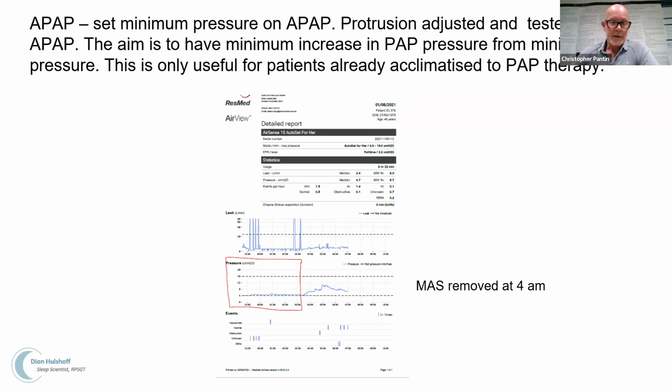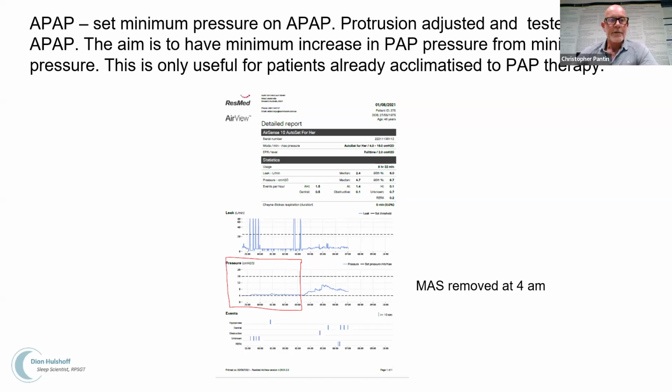What was cool about this one, and why I use this particular one, is that the patient actually took their splint out at 4 a.m. in the morning. The box on the lower left of the pressure readout shows the pressure hardly moved off 4 centimeters of water pressure, but as soon as the splint came out, of course, the APAP took over, and the pressure of the APAP went up to compensate for the fact there was no splint in. So in reverse, it's telling us the splint was controlling it well.